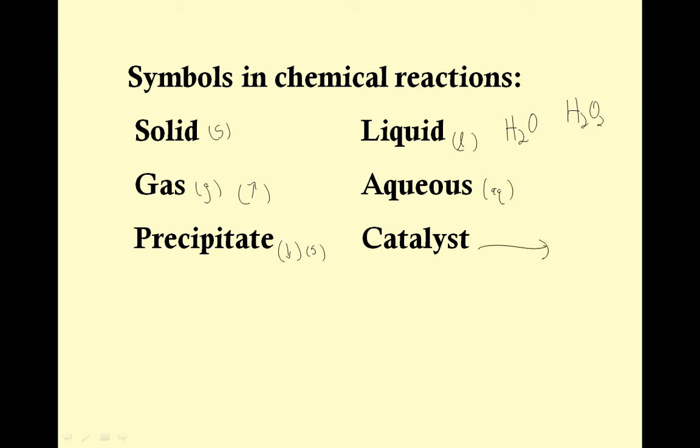And a catalyst is something that speeds up a reaction without being used up, and it rides on the arrow. So if zinc was a catalyst, zinc would be riding along right there.